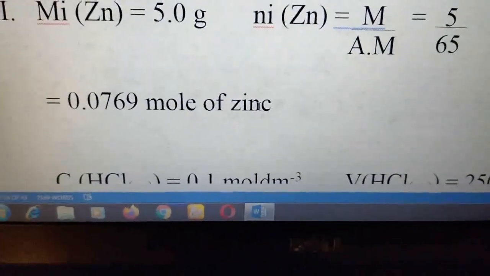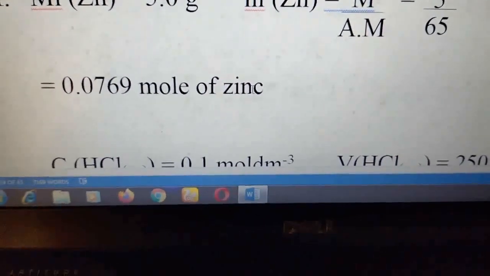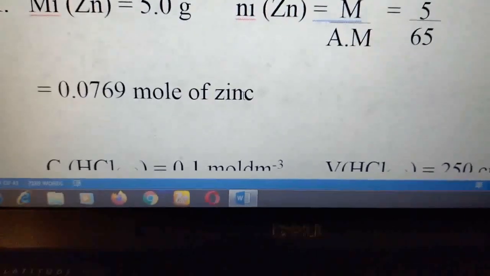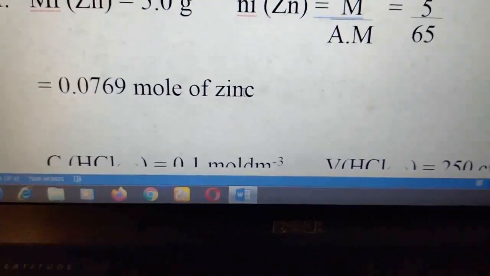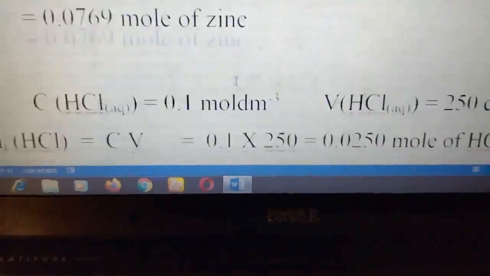What is the initial mole of zinc? And remember that for the excess reagent, the initial mole should be higher than the reacting mole. For the limiting reagent, the initial mole should be less than the reacting mole. The same thing that we said with respect to masses.